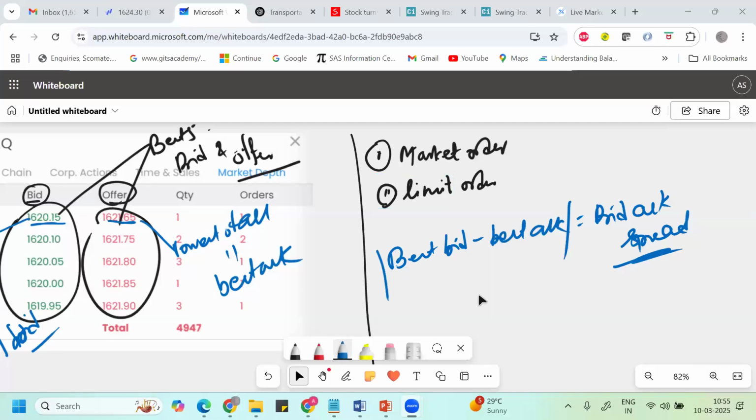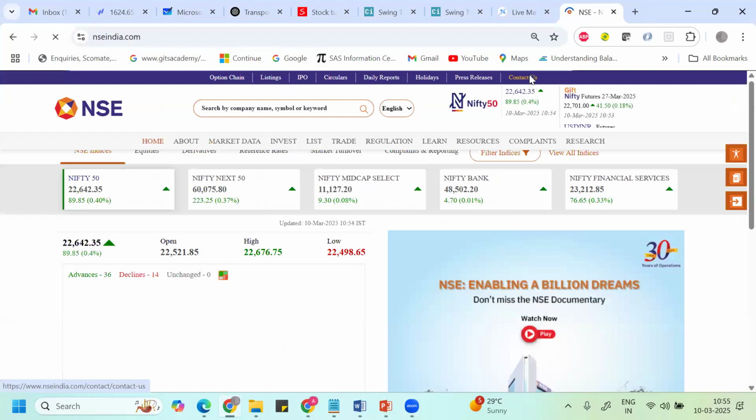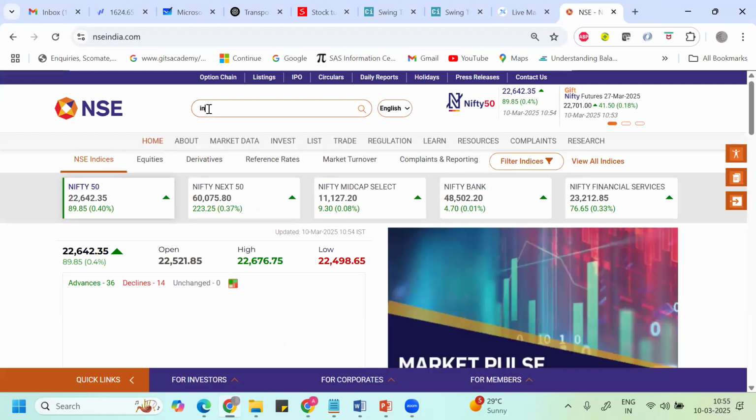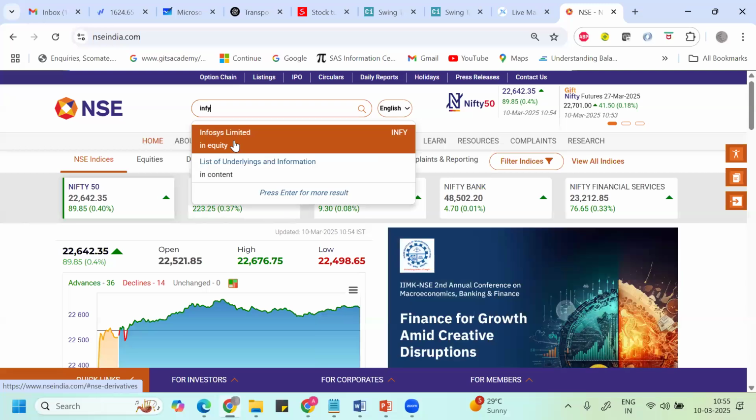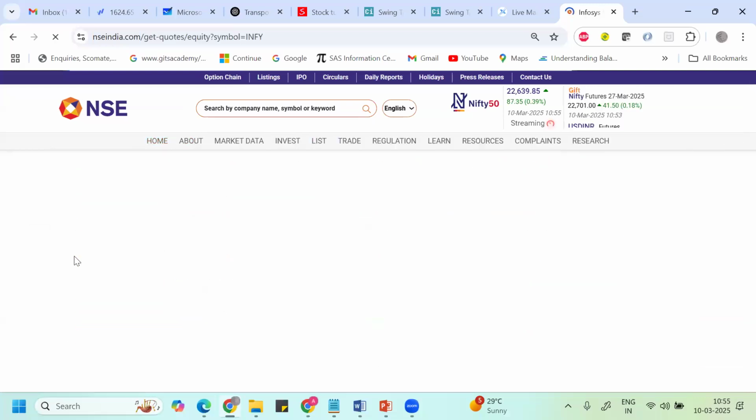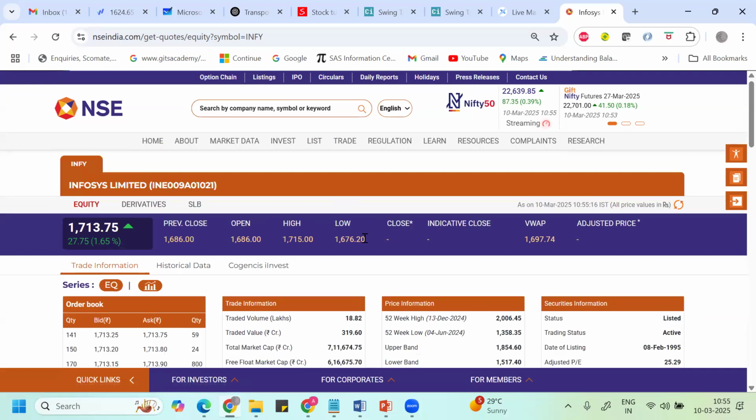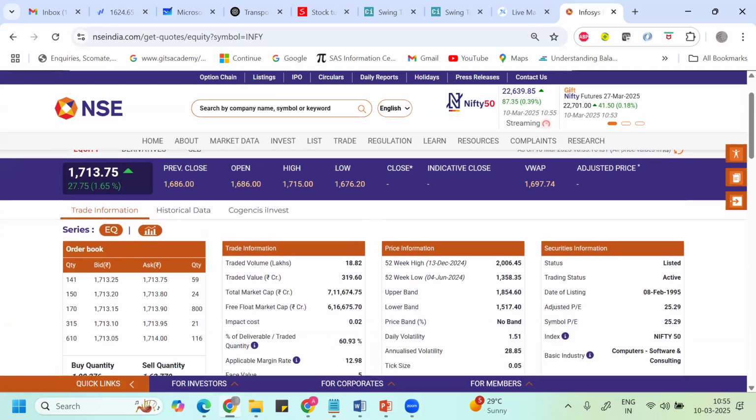Whenever we are trading in the market, liquidity is a very important parameter. To measure the liquidity of a stock, we look at the bid-ask spread, and we can also look at impact cost. A better way to measure liquidity is to look at the impact cost of the stock. If you want to see the impact cost of any stock, you can go to the NSE website and search for the stock name. There, in the details, you can see the impact cost of the stock.